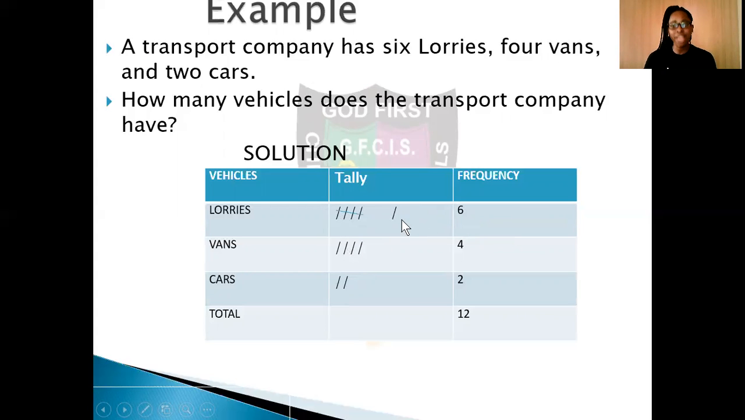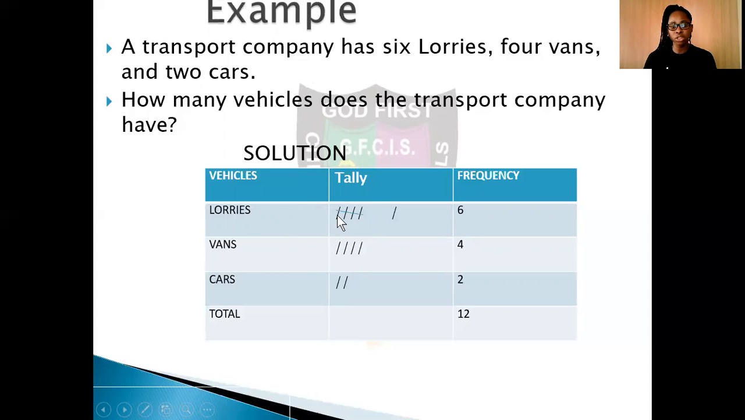When you have a frequency of 10, the 5th one will cross the other 4 strokes to make it 10. So we have a set of 2 tallies. We form 2 sets of this, making a frequency of 10. But in this question, we have just 6.